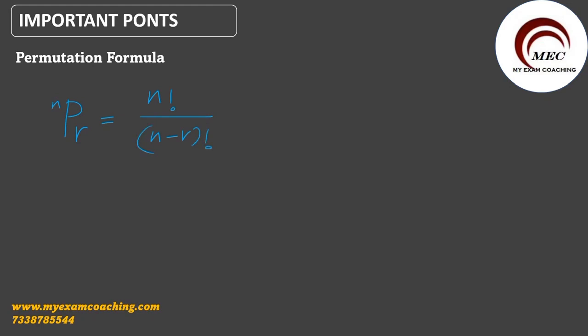For example, suppose we have 8 digits, out of which we have to make a 3-digit number. For a 3-digit number, we will take 3 at a time. So 8 digits are given to you: 1, 2, 3, 4, 5, 6, 7, 8. Out of these 8 digits, you have to make a 3-digit number. So how many 3-digit numbers can you make?